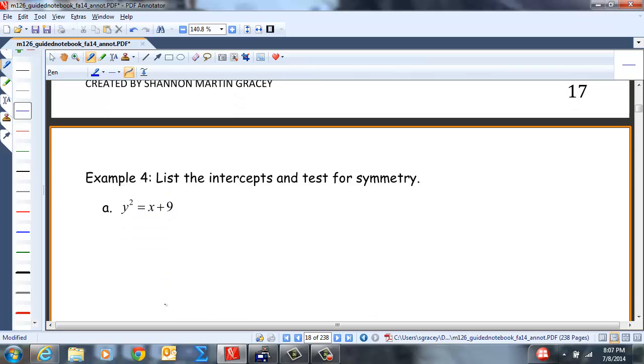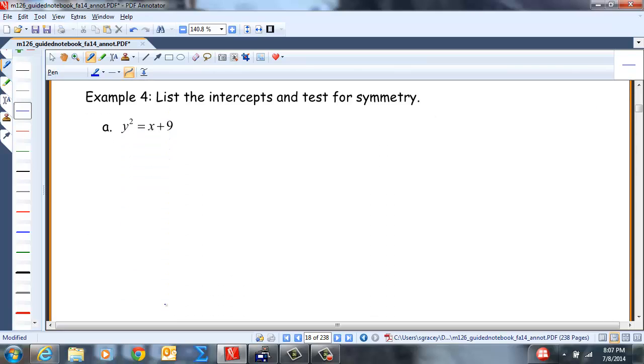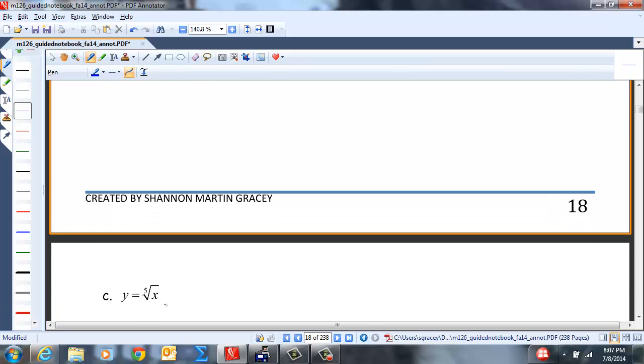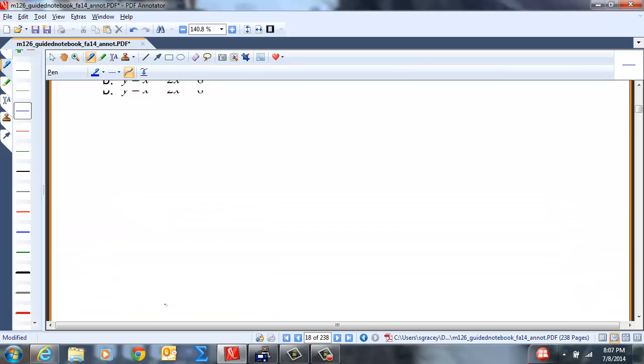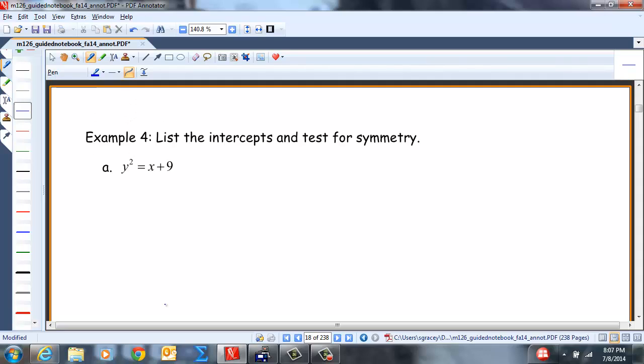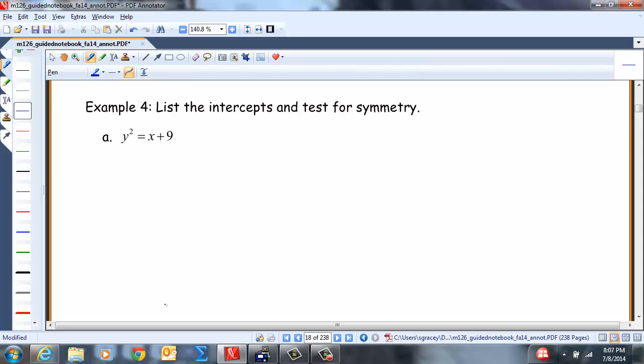Okay, so now this next example, there's like 4 parts. So on this one, at any time, go ahead and pause the movie and try them on your own. So what we're going to do is list the intercepts and then test for symmetry. Sometimes you start getting used to these and you know which test you should run first, but I'm just going to go in the order, x-axis, y-axis, origin, just to be thorough.